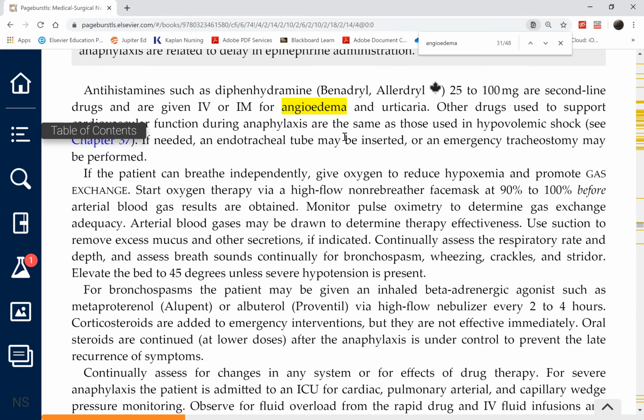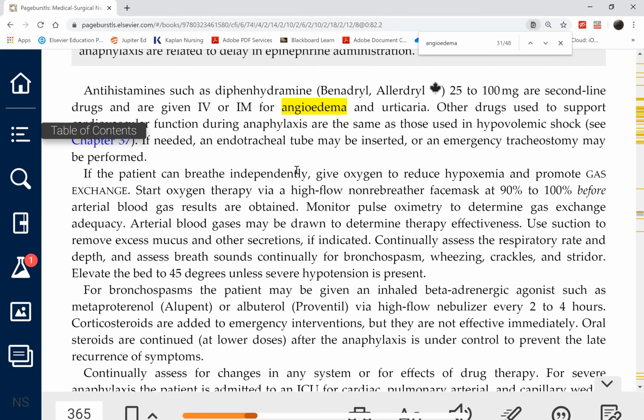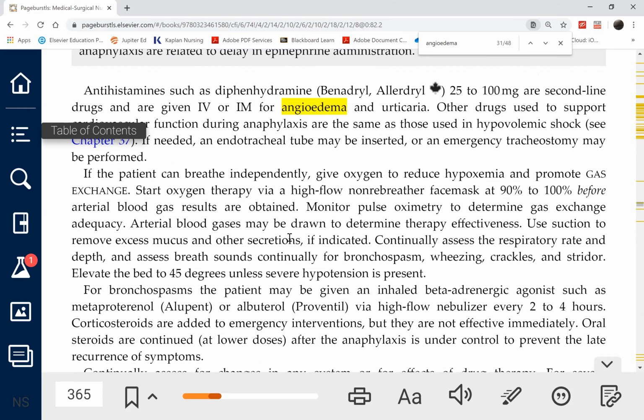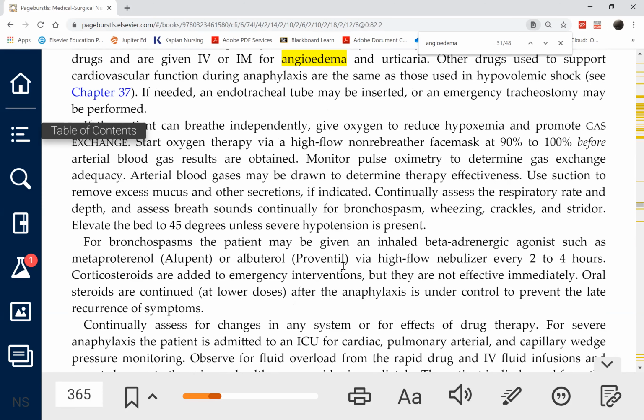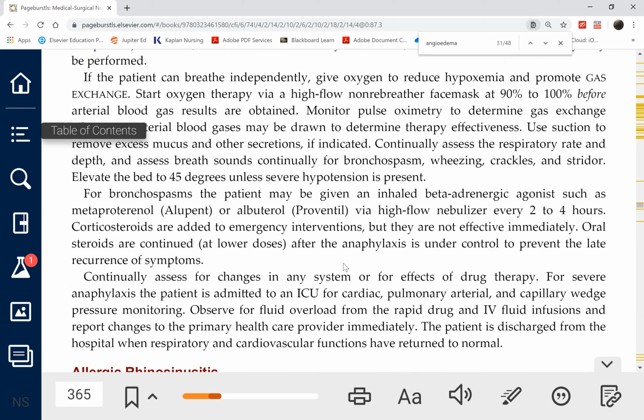Let me point that out. Where is that? We have the bronchodilator. And where is the steroid?